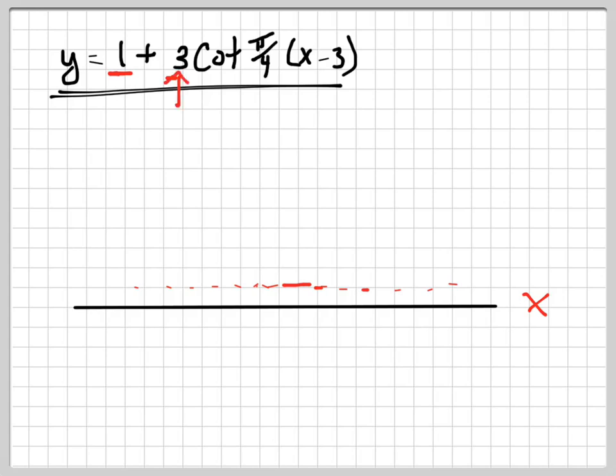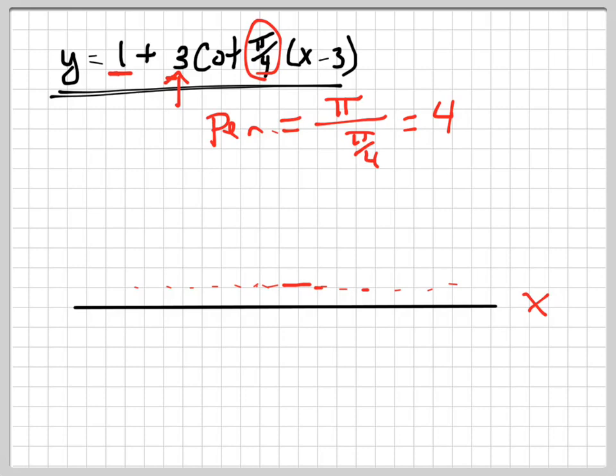3 means that it just goes up quicker. We'll deal with that in a second. In a cotangent and tangent graph, the amplitude doesn't really visually affect it very much. It just stretches it. And we'll talk about that in a second. Now let's deal with this. The period equals pi, not 2 pi, over pi over 4, which equals 4.